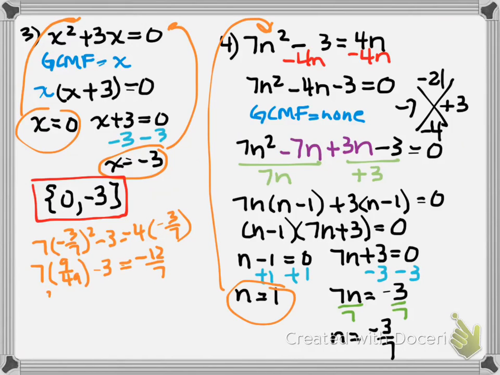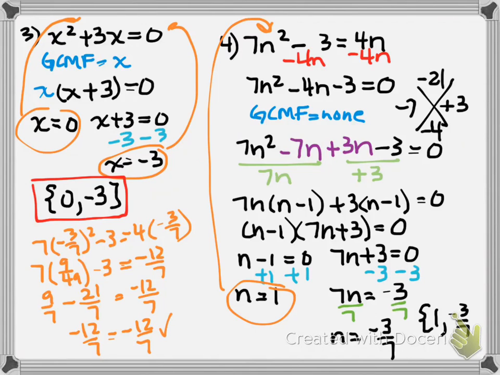So this gives me 9/7, and I'm going to change it into 21/7. And 9 minus 21, let's see, that's going to give me -12/7. And sure enough, it works. So there's verification that you have it right. So for your answer, in your solution set notation, you have 1 and -3/7.